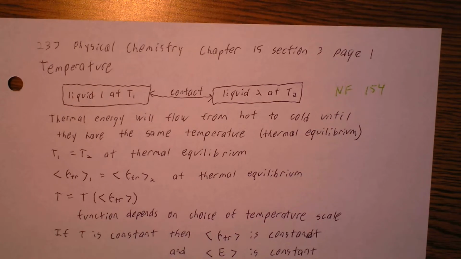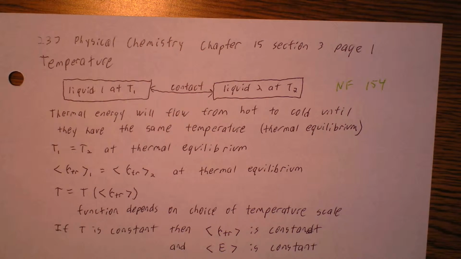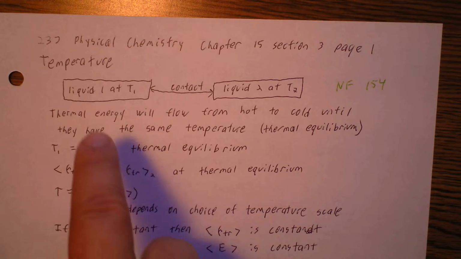Continuing on physical chemistry, we're in chapter 15 doing section 3 now. In this section we're going to talk a little about temperature. So let's say that we have two substances.